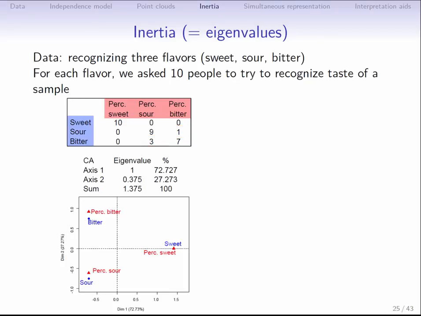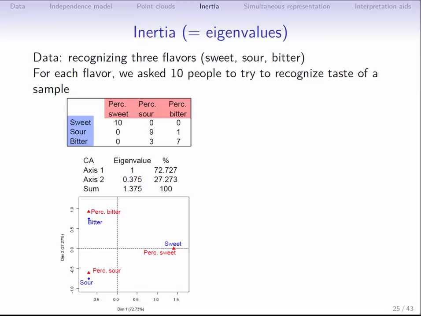Well, quite simply by looking at the eigenvalues. If there had been no perception errors between sour and bitter, the eigenvalue would have been 1. But here, it's only 0.375, so much less than 1. This is the indicator that there has been confusion between sour and bitter, that is, from time to time, one is perceived as the other. This is clearly visible in the graphical output.